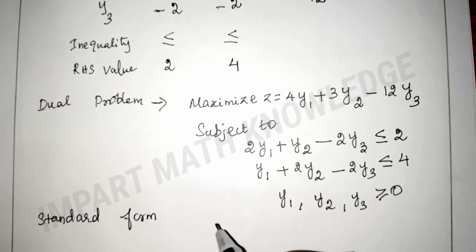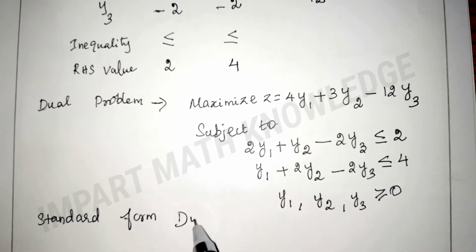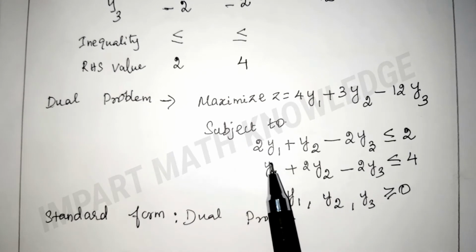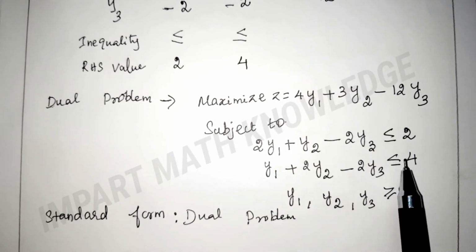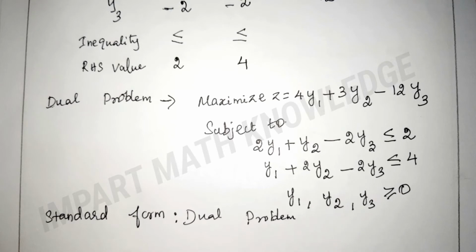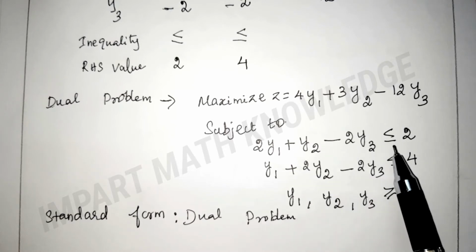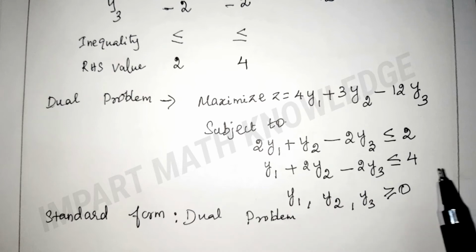Standard form for the dual problem. In the dual problem, the constraints are less than or equal to type. So, we have to add slack variables S1 in the first condition, S2 in the second condition.